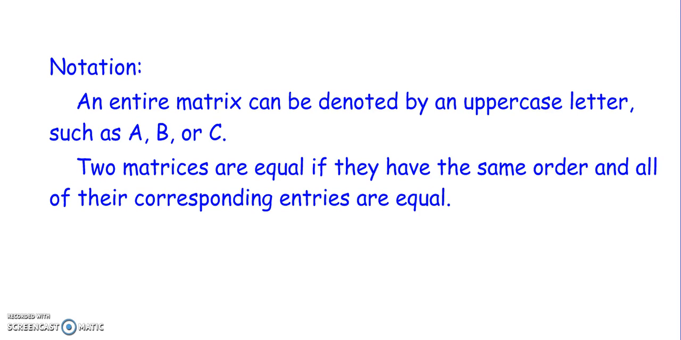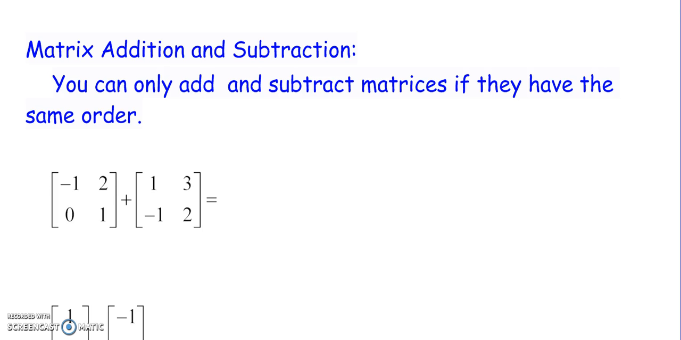And we are going to call two matrices equal if they have the same order, meaning the same amount of rows and columns, and every single entry is exactly the same. If just one entry is different, the two matrices are not equal. But that's pretty straightforward. And I think the addition and subtraction of matrices is also pretty straightforward.